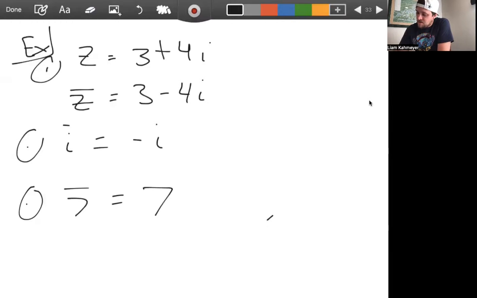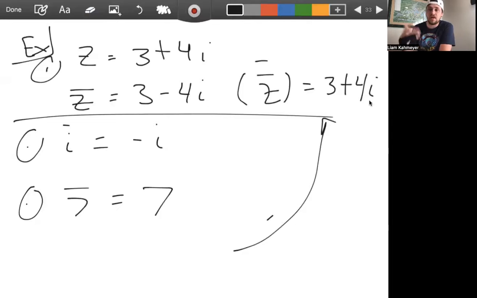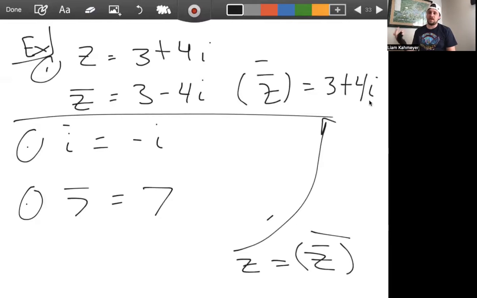And one thing you may notice here is if I were to take Z bar bar, then this would be 3 plus 4i again, like back in the first example. And we'll see this property, and I'm kind of spoiling it, but you may notice, and it's not a mistake, that Z is equal to Z conjugate conjugate. Pretty straightforward proof: you just flip the sign of the imaginary part twice and you get back to where you started. Okay.